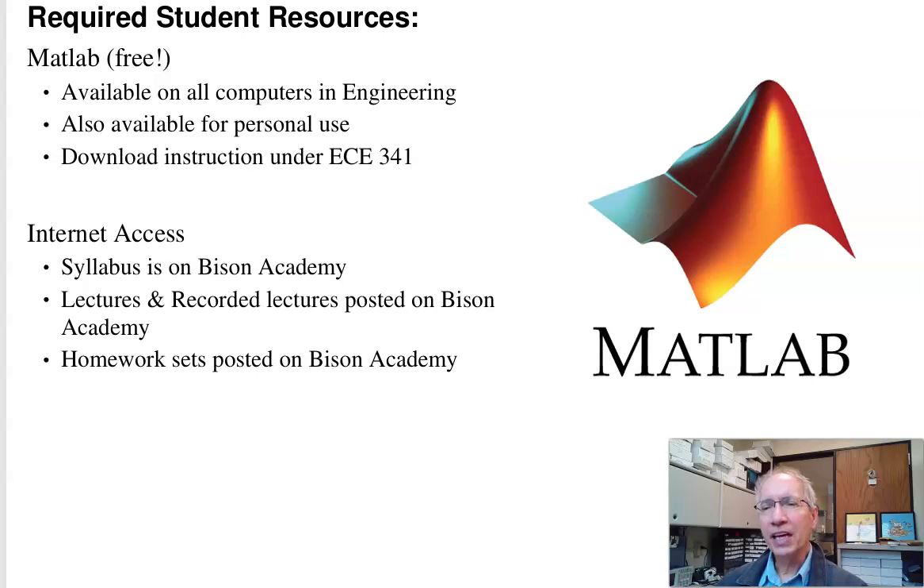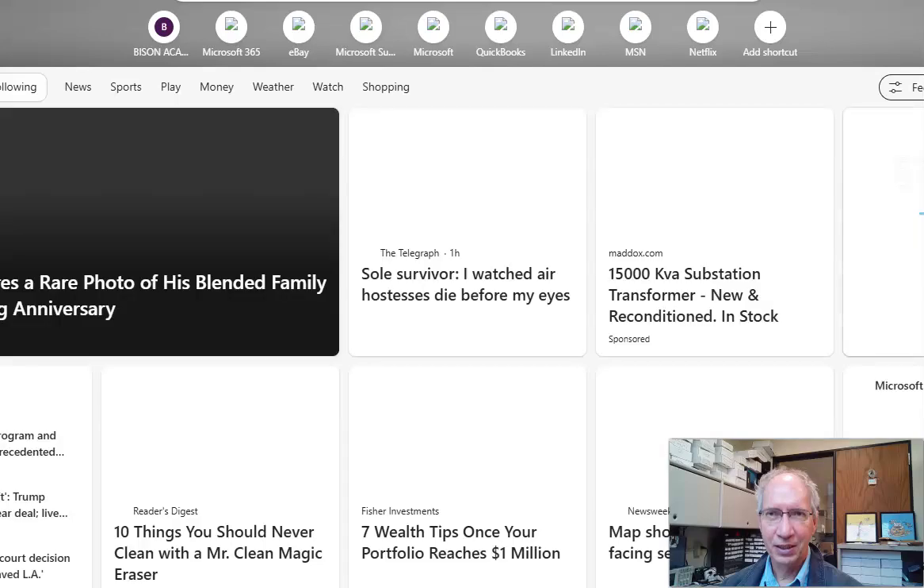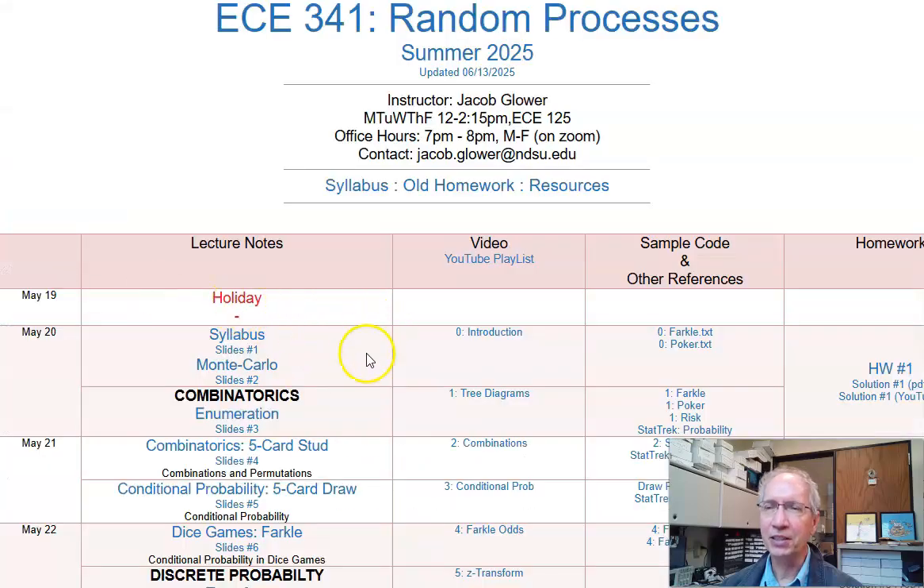You also need internet access if you're not in person. If you're in person, you don't need internet access. Otherwise, you do. All the lectures, recorded lectures, are posted on Bison Academy. The syllabus is on Bison Academy. Homework sets are posted on Bison Academy. Basically, you need access to the internet to get to Bison Academy. So here's 341 random processes. That's on the web.